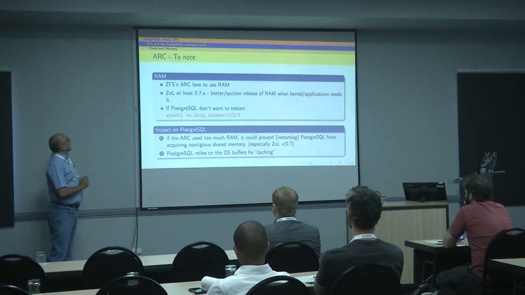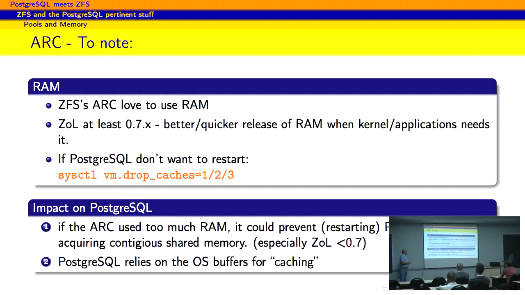RAM, yes, the ARC loves to use RAM. The only Linux pertinent part is if you use ZFS on Linux, any release before 0.7, there are some issues. It actually happened to me several times: after a while you make some changes, you want to restart your Postgres, and Postgres doesn't want to come up. There's enough RAM available, but because of the way ZFS used the RAM, Postgres could not allocate its buffer and its shared memory. Then you need to either reboot the server, or you can use sysctl drop caches to make the space available. And then Postgres happily starts up because it can allocate the RAM from the kernel.